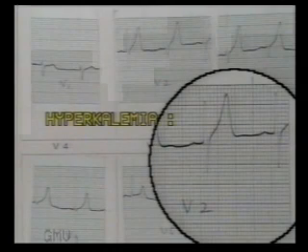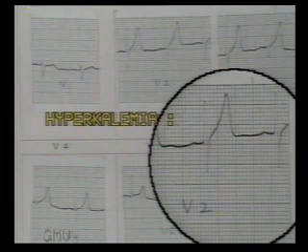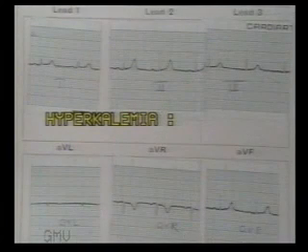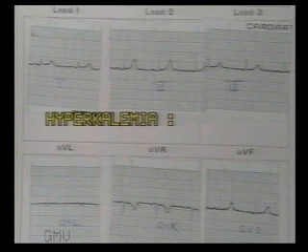Now this ECG shows very tall, narrow and peaked T waves. These are typical of hyperkalemia. Note that they are seen in all the chest leads and they are also seen in the limb leads. So this is hyperkalemia or raised serum potassium levels.